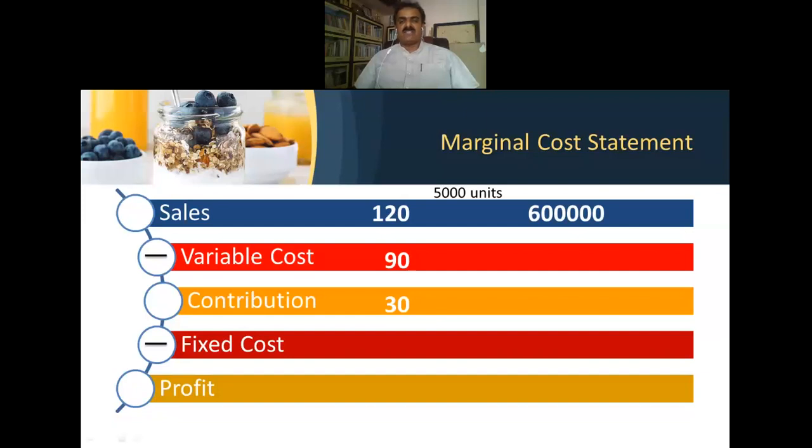This is the data which is given for 5,000 units. Therefore total sales for 5,000 units, 120 into 5,000, you are going to arrive at 6 lakh rupees, and the variable cost for 5,000 units comes to 4.5 lakhs. Therefore, sales minus variable cost comes to contribution, that is 1.5 lakh, and deduct the fixed cost that was given in the question as 1 lakh rupees. Therefore, your profit is 50,000. This is a basic statement which we prepare for further calculation.